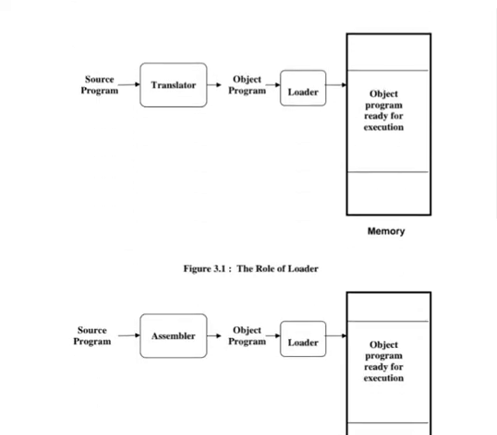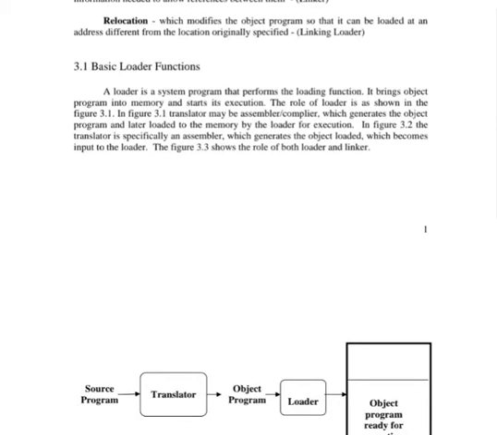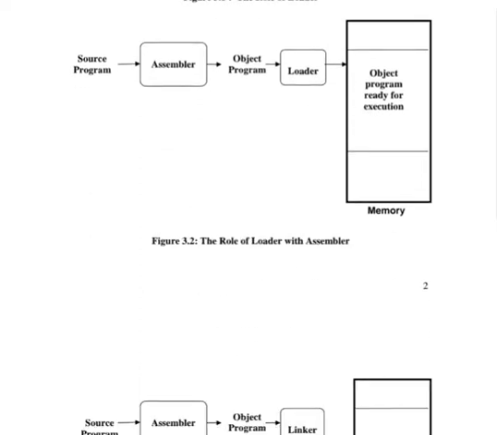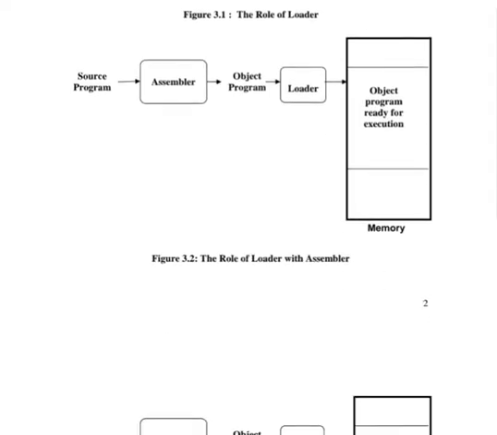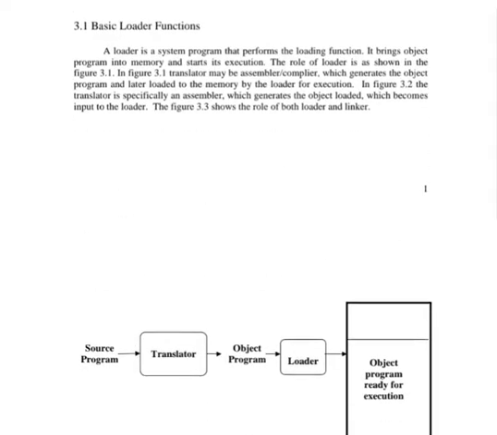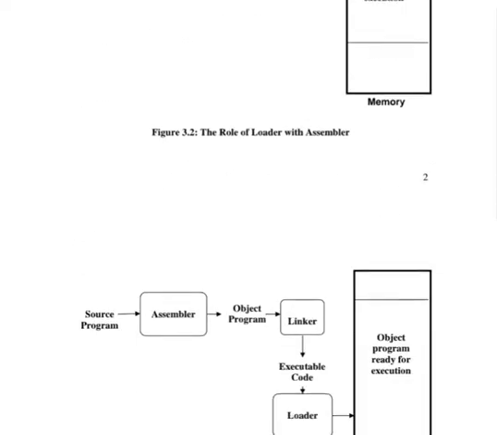So this is the first figure which shows the role of loader. The source program is given to the translator, then the object program is given to the loader, and finally the object program in memory is ready for execution. Then in the second figure the translator is specifically an assembler, which generates the object program that becomes input to the loader. Here the source program is given to the assembler, then the object program to the loader, and finally the object program is ready for execution. And the next figure shows the role of both loader and linker.